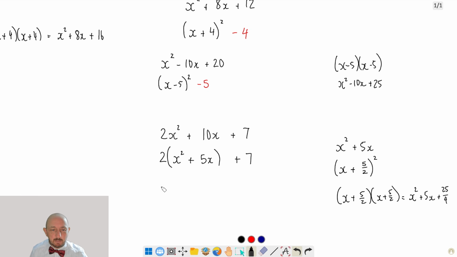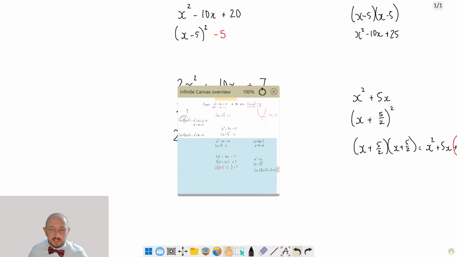But this inner bracket here now, if I just put a little square bracket around this, this x squared plus 5x has now become x plus 5 over 2 squared. And then to balance this out, I have to remove this 25 over 4. So subtract 25 over 4, like that. So x squared plus 5x, when I complete the square, looks like this. I've still got my 2 in front and this plus 7, which I haven't done anything to.